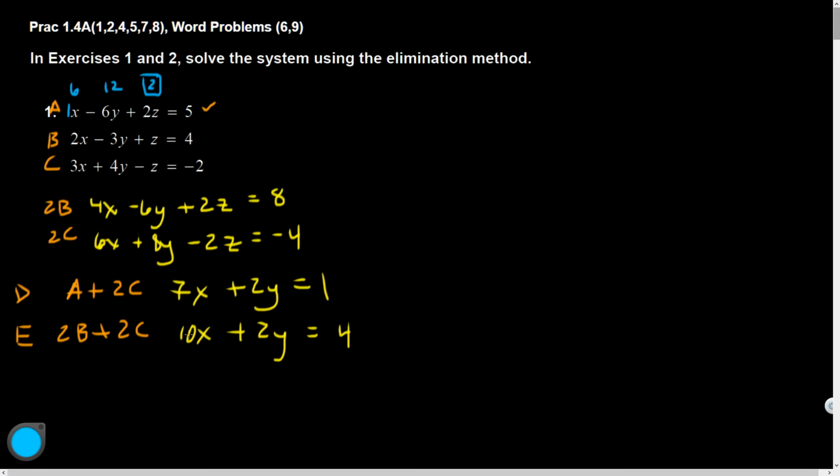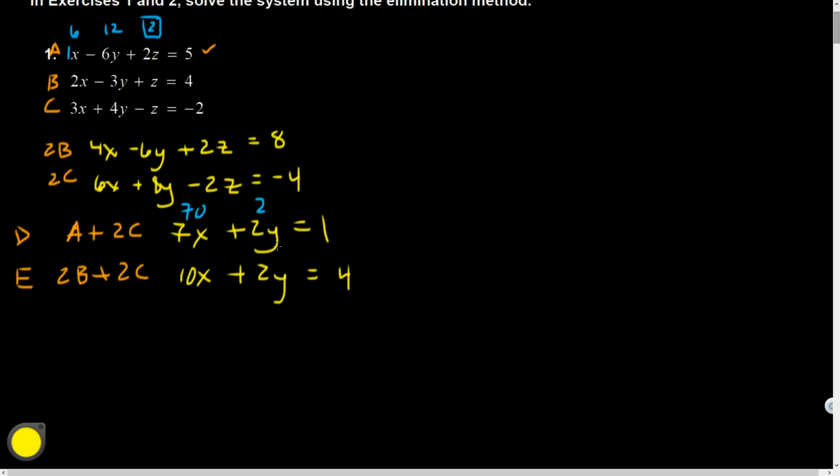elimination method. So between 7 and 10, 70 is the least common multiple. Between these, 2 is the least common multiple. And so I'm going to get opposite y's here. Both of them already have the 2's. I just need to make one of them negative. And so I'll just do negative 1E, or opposite E.